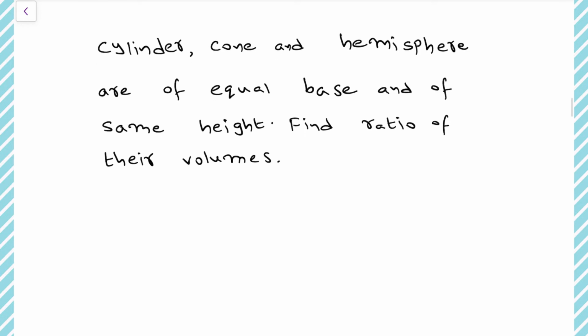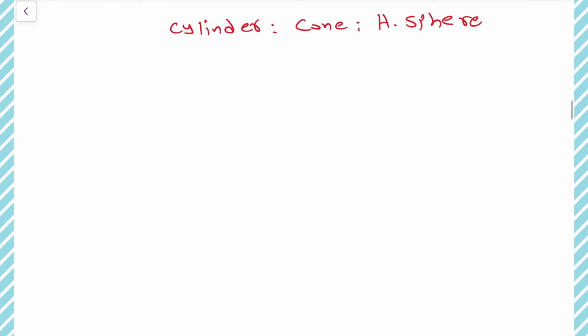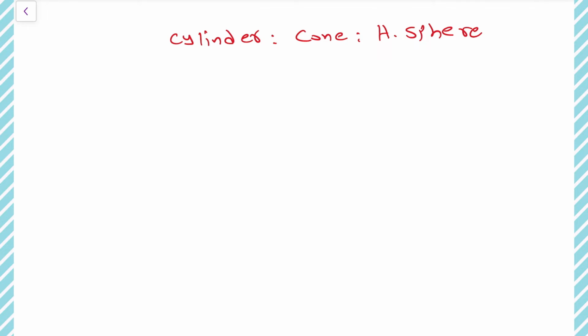Next, cylinder, cone and hemisphere are of equal base and of same height. Then find the ratio of their volumes. So the first figure is cylinder is to cone is to hemisphere. He is asking to find the ratio of their volume. So let us write the volume formulas for this. Cylinder volume pi r square h is to cone volume 1 by 3 pi r square h is to hemisphere volume 2 by 3 pi r cube.